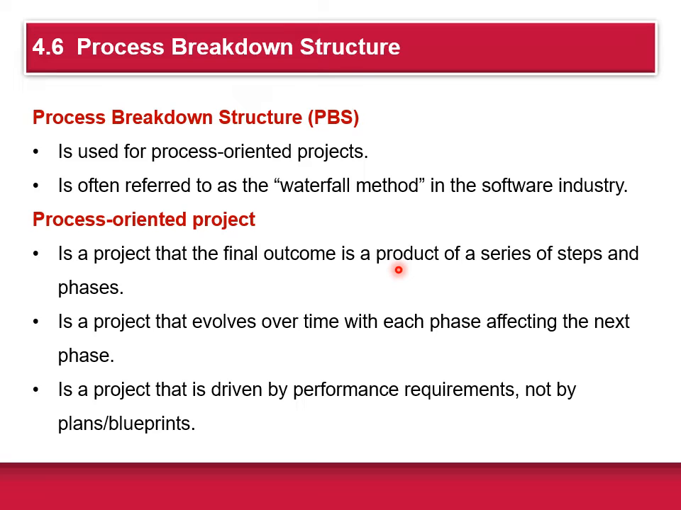In this case, we use what's called a process breakdown structure. It is used for process-oriented projects like software, and it's often referred to as the waterfall method in the software industry. So what is a process-oriented project? It's a project where the final outcome is a series of steps or phases. It is a project that evolves over time, with each phase affecting the next phase. It's a project that is driven by performance requirements, not by plans or blueprints.